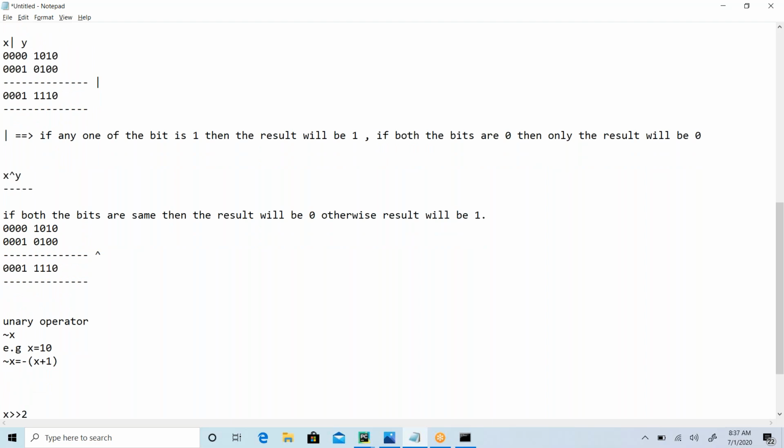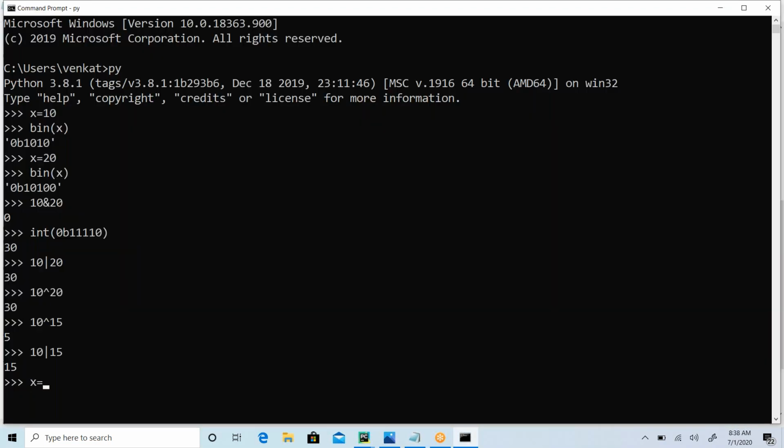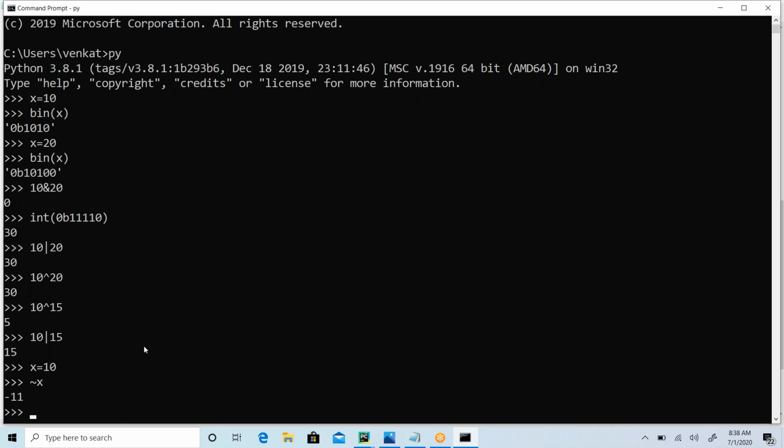There is a chance of getting this in a written test exam. If you go and give any written test, you are going to get one question on all these bitwise operators. So what is the value of this? Minus of x plus 1, so it becomes minus of 11, right? So x equal to 10, and when I say tilde x, the value is minus 11.